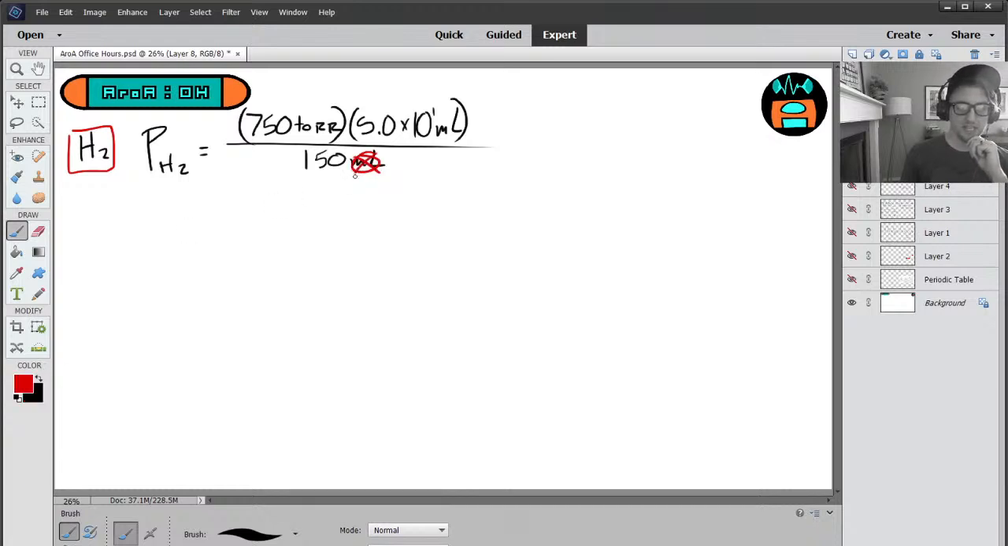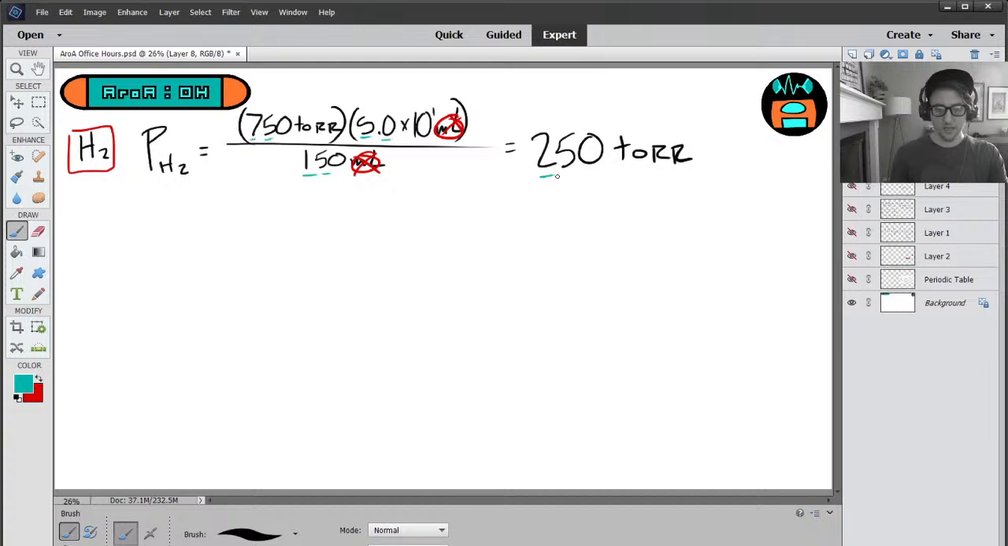You'll notice that milliliters cancel. And I'm going to grab my calculator to crunch my numbers. 750 times 50 divided by 150 comes out to 250 torr. One of the things you'll notice is all the numbers we used have 2 sig figs. Our answer is 2 sig figs, so there's no reason to round. Let's look at argon.